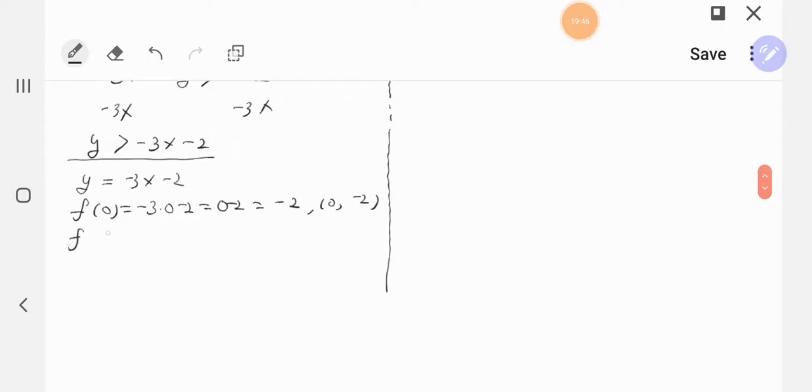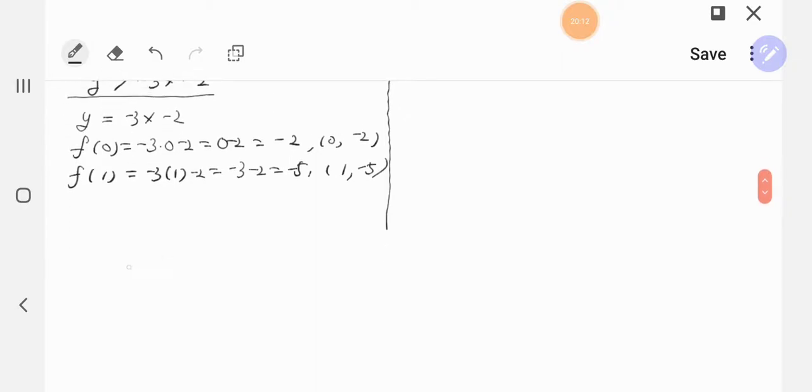Okay, let's find another point. All right, let's use 1. x equals 1. Negative 3 times 1 minus 2. Then this is negative 3 minus 2, equals negative 5. So here is another point. When x equals 1, then y is negative 5, right? And then graph the straight line.